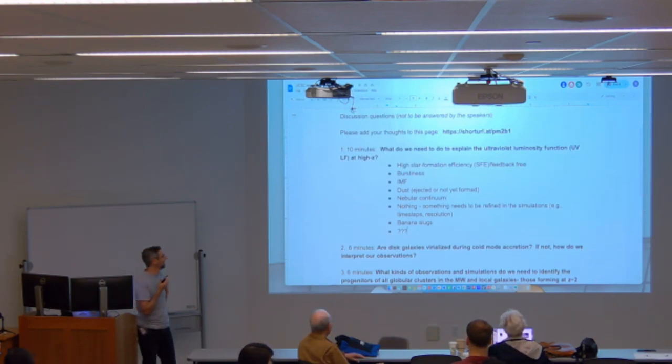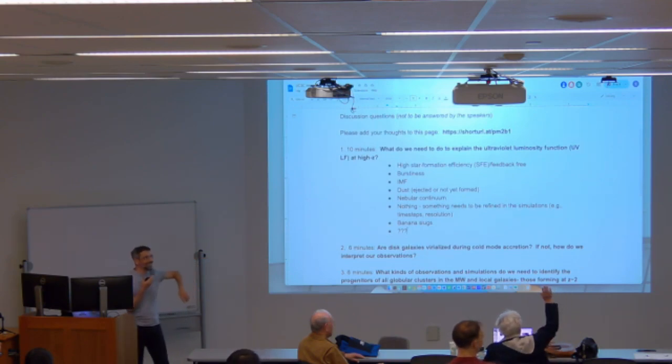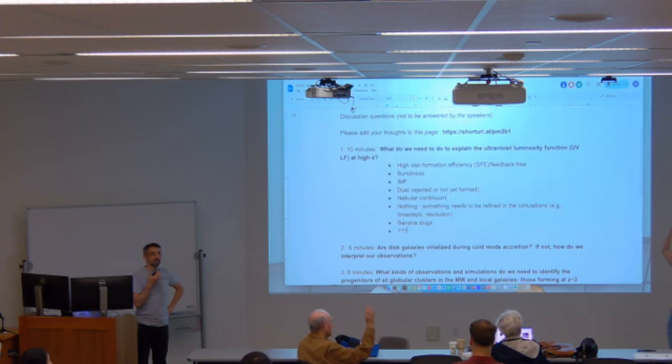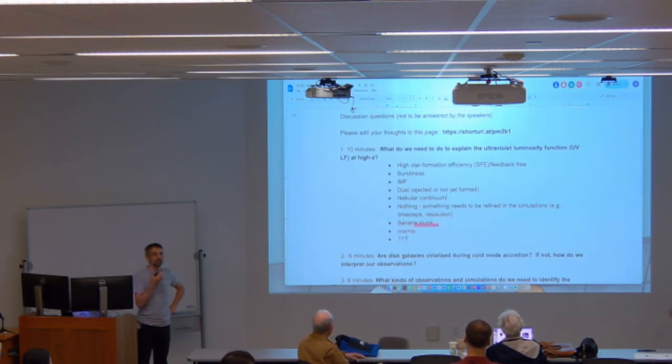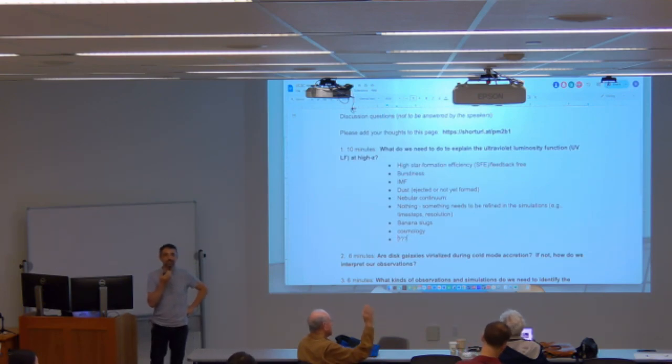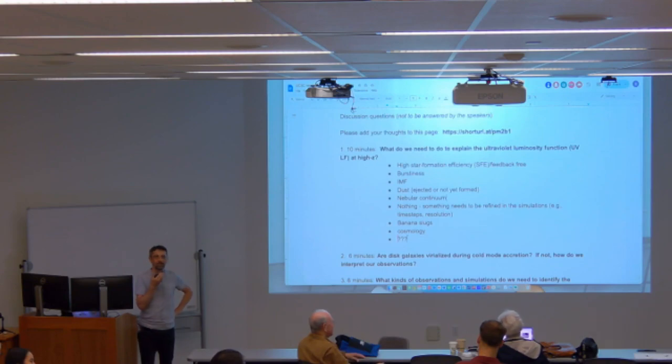And something in the simulations needs to be refined, and this is not exclusive. Nebular continuum, 10. Something in the simulations needs to be done: time step, resolution. I think it's that plus combination thing. Oh, wait. Cosmology. Good. Cosmology, a handful. Maybe.